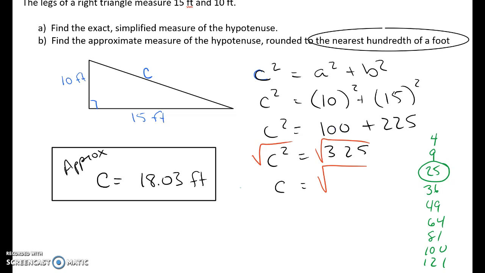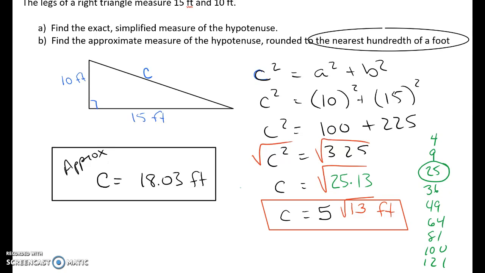So I break 325 up into 25 times 13 to make 325. And when I take the square root of 25, that gives me out a 5. And I'm left with under the square root 13 remaining. So my simplified answer, that's still an exact form, is 5 square root 13 feet. And if I plug that answer into my calculator, I just need to make sure it also gives me that 18.03. That will help me know I did not make an error in my simplification.